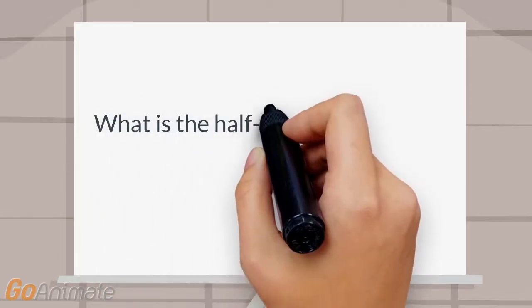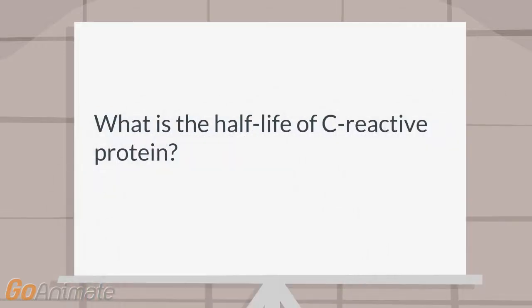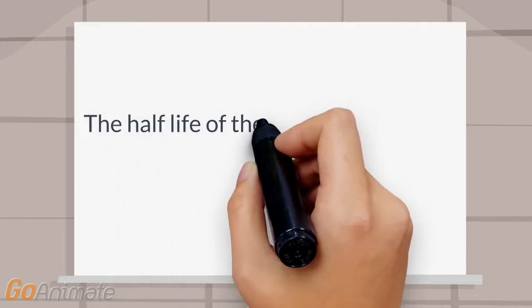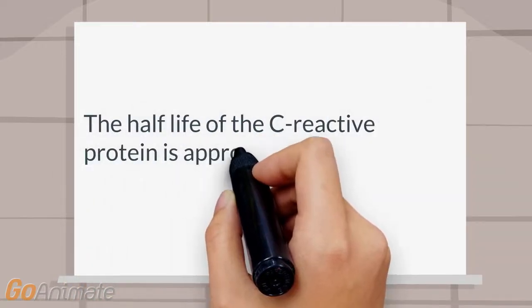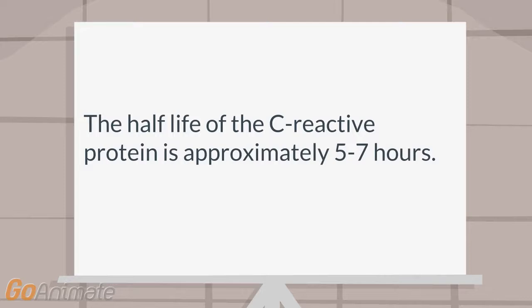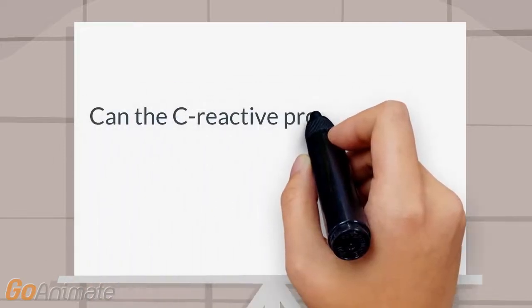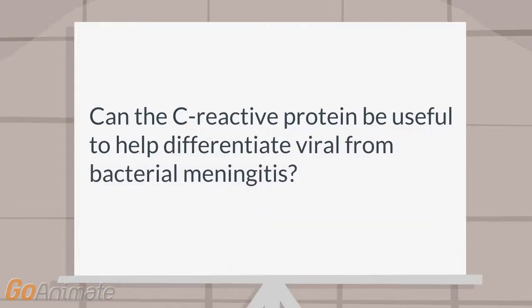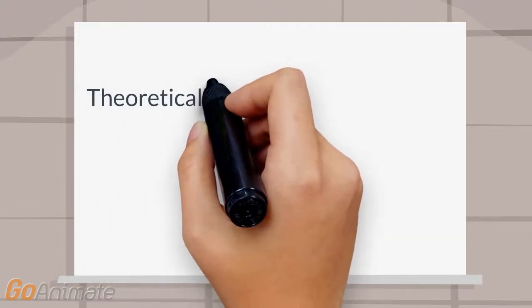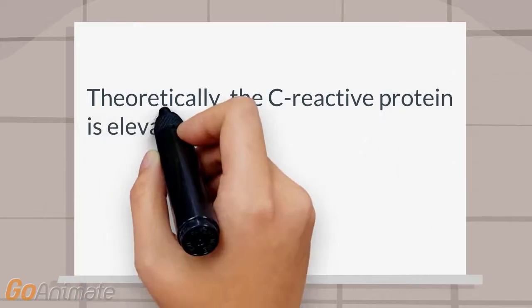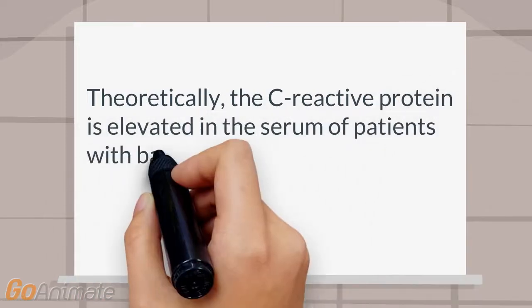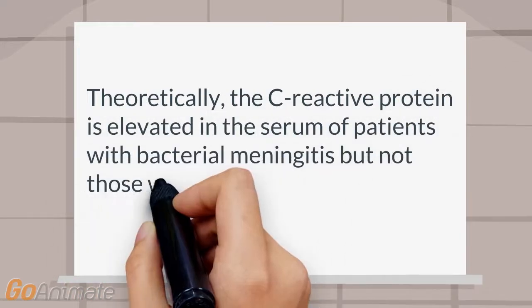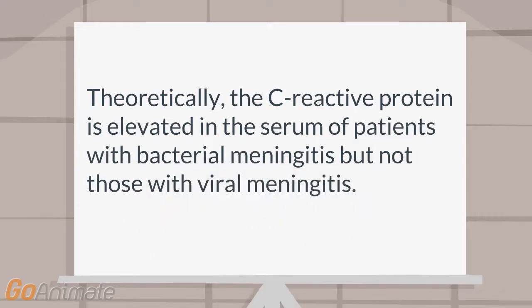What is the half-life of the C-reactive protein? The half-life of the C-reactive protein is approximately 5 to 7 hours. Can the C-reactive protein be useful to help differentiate viral from bacterial meningitis? Theoretically, the C-reactive protein is elevated in the serum of patients with bacterial meningitis but not those with viral meningitis.